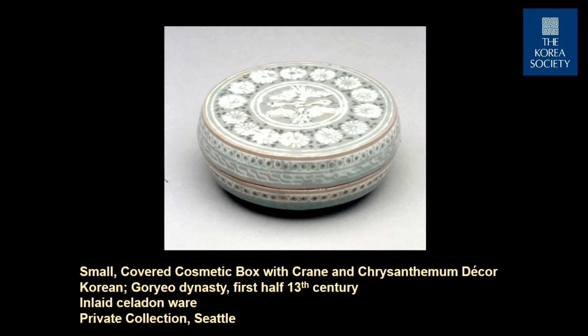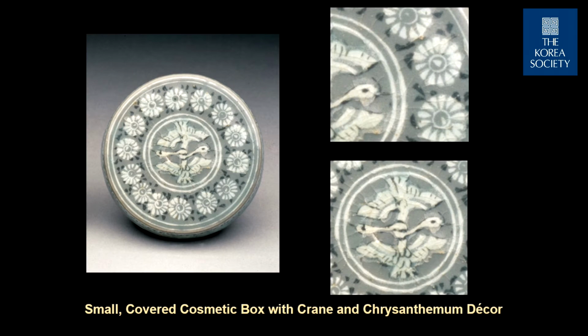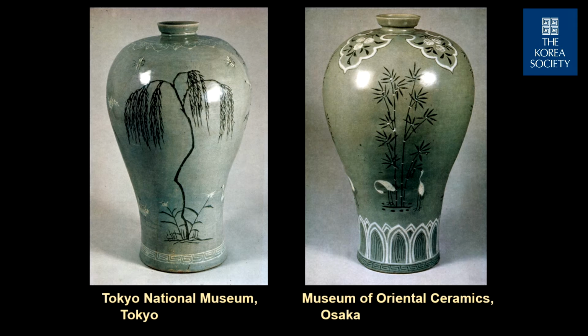Now, when we move into the 13th century, we find a proliferation of decoration, so the majority of the vessel surface is decorated, as we see in this wonderful box here, a cosmetic box. Tip it up so you can see the design a little bit better, with the two cranes with their necks entwined, which is lots of fun. And there you can see the little florets there.